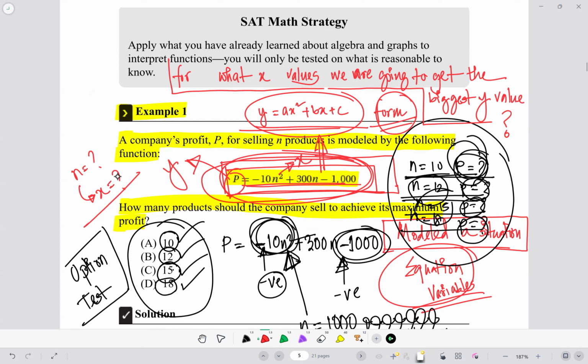A polynomial whose maximum exponent is 2 is called a second degree polynomial. We have the highest exponent, that is 2, and that is why we call it a second degree polynomial. A quadratic equation is nothing but a second degree polynomial.